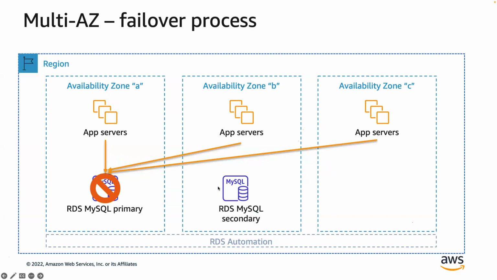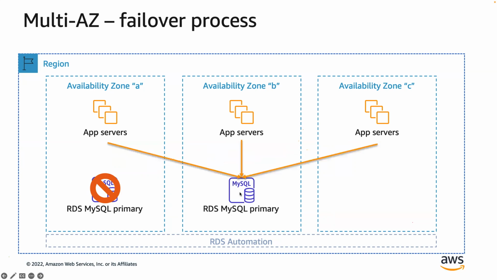Now, in case my RDS primary goes down, what happens? Since my replication is already synchronous, all of the data is already there on my standby instance. So my RDS secondary node now becomes primary, and automatically all of the application servers start communicating with this database, which is now primary.